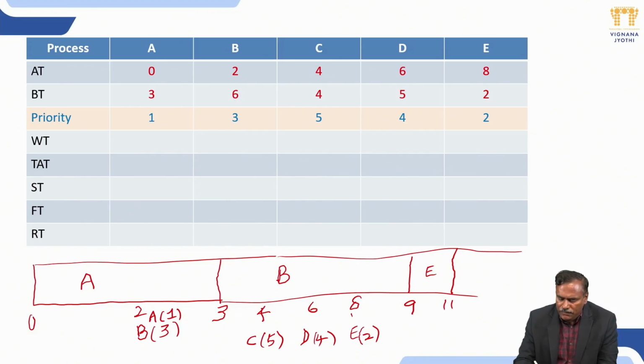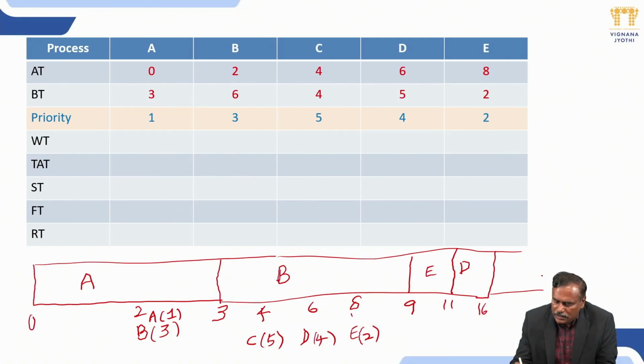Then you are left with 2 more processes, namely C and D. Your known lowest number indicates highest priority. So you have 4 and 5, which need to be executed first. That is D. What is the service time of this process D? That is the burst time, 5 units. So 11 plus 5, at the 16th interval, process D gets completed.